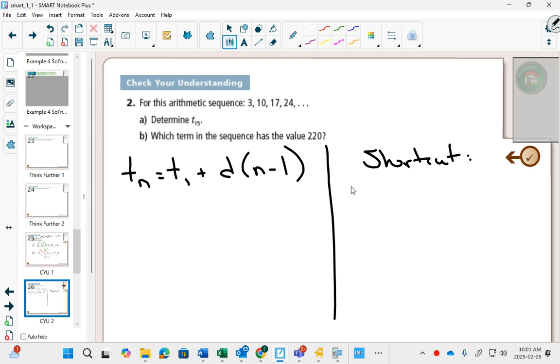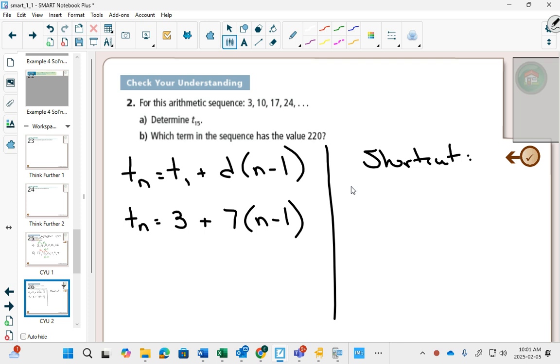Okay? So we can either use the formula or the shortcut. If we use the formula, we plug in the things that we know. Do we know term 1? Yes, we know that it's 3. Is there a common difference? Yes, we're adding 7 each time, so d is 7, n minus 1.